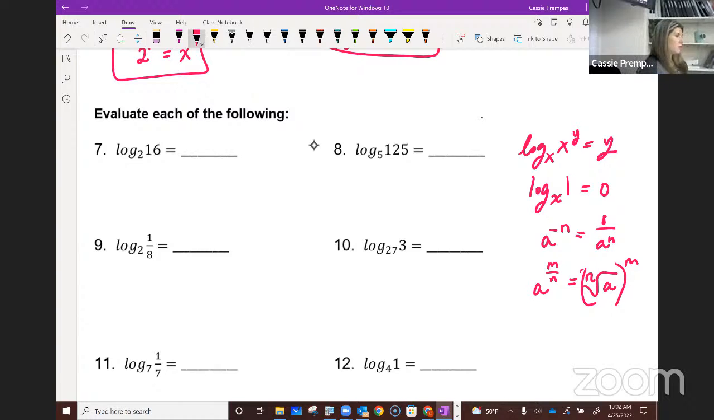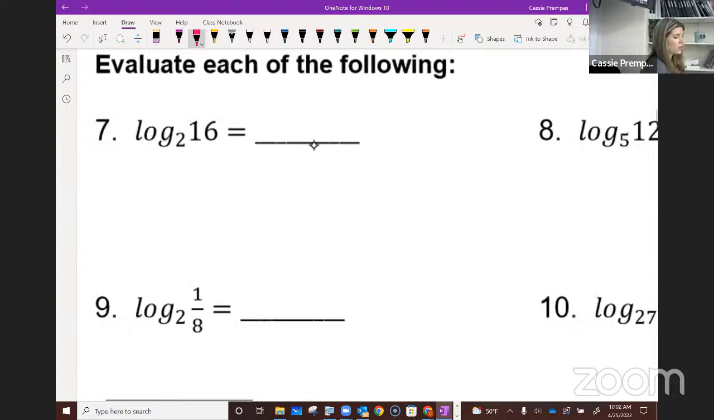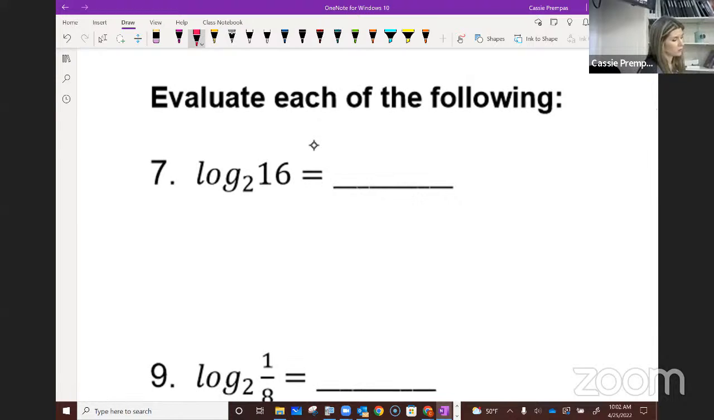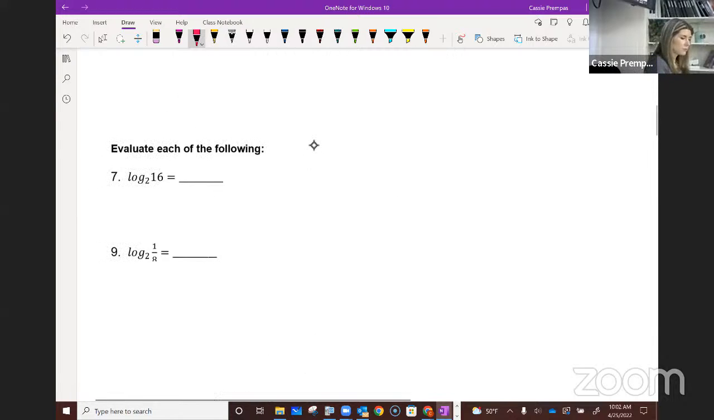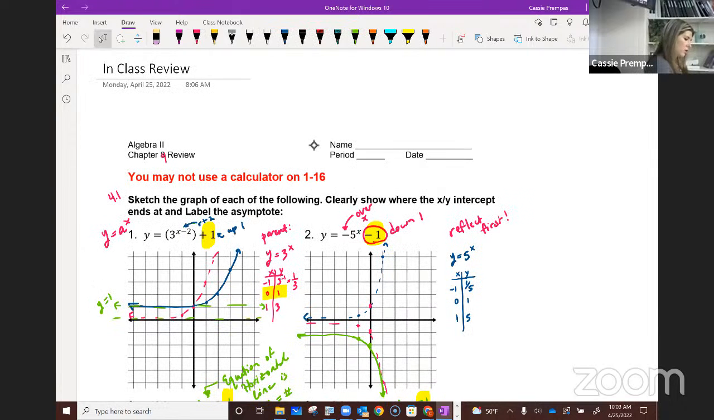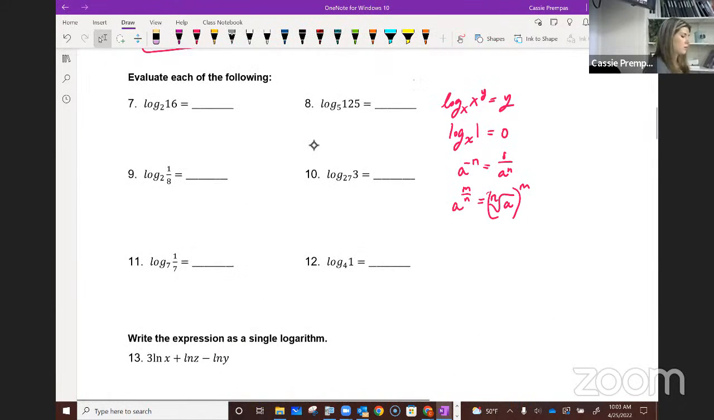Okay, so number 7, you could go about it using the rules, or you could go about it just converting to exponent form. Okay, so Mario just noticed one of the ones show up really quickly as the rule. Number 12, what is log base 4 of 1? 0. So if you know the rule well, you don't have to do any conversion, that's it.